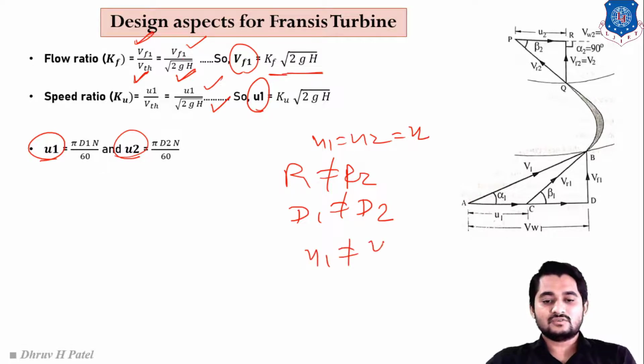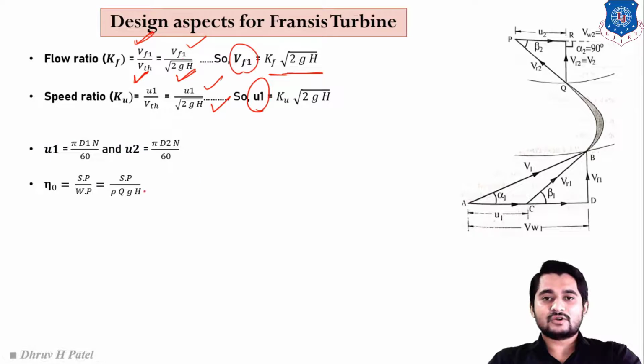So U1 is not equal to U2. So we have to find U1 and U2 separately for inner and outer diameter. So U1 is equal to pi D1 N by 60 and U2 is equal to pi D2 N by 60. Clear? Third one will be overall efficiency.